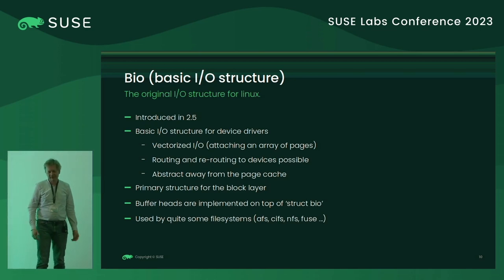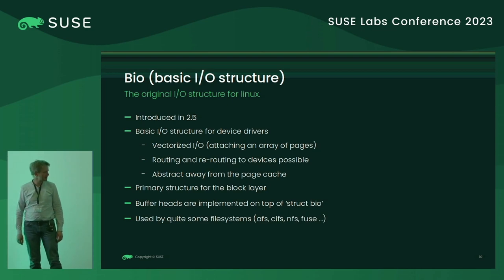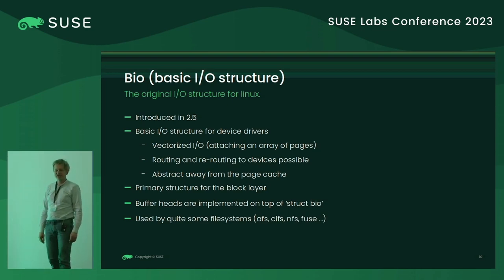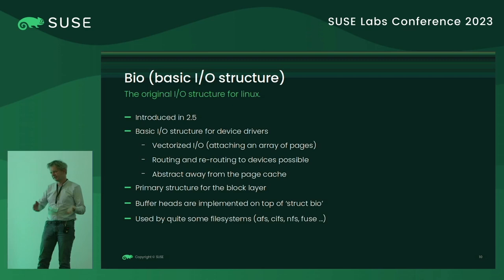So then there is the bio, which is the basic I/O structure, which was well done by Jens Axboe back in the 2.5 versions, and is nowadays the basic I/O structure for all device drivers. The big advantage over buffer heads is that it can actually do vectorized I/O, meaning you can attach several pages to it, or even chunks of pages, so you can format the I/O or gather the I/O as you would like to. And you can do things like routing, so device numbers, mapping blocks back and forth. And once the data is in the bio, it's actually abstracted away from the page cache, so you don't have a direct reference to the page cache anymore.